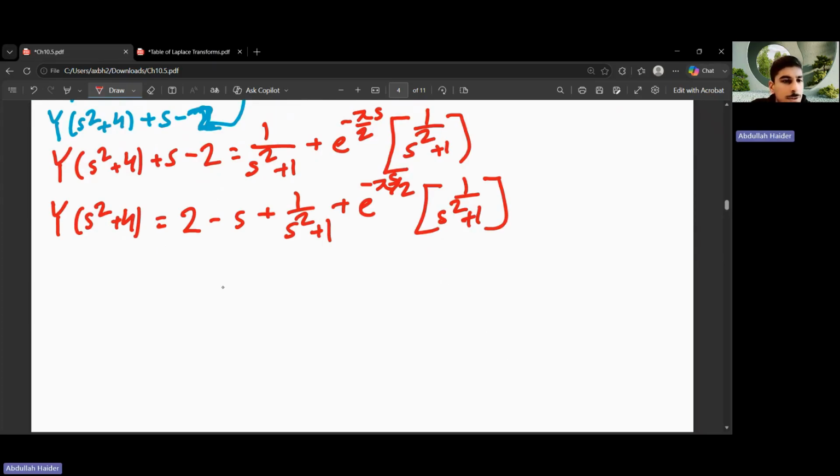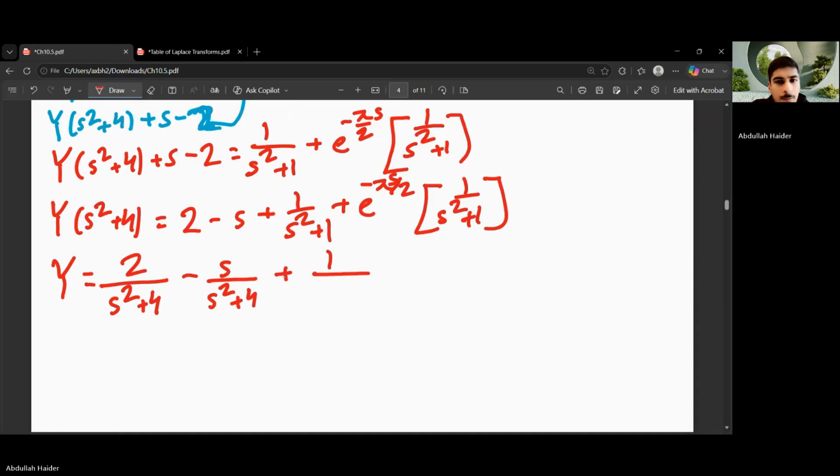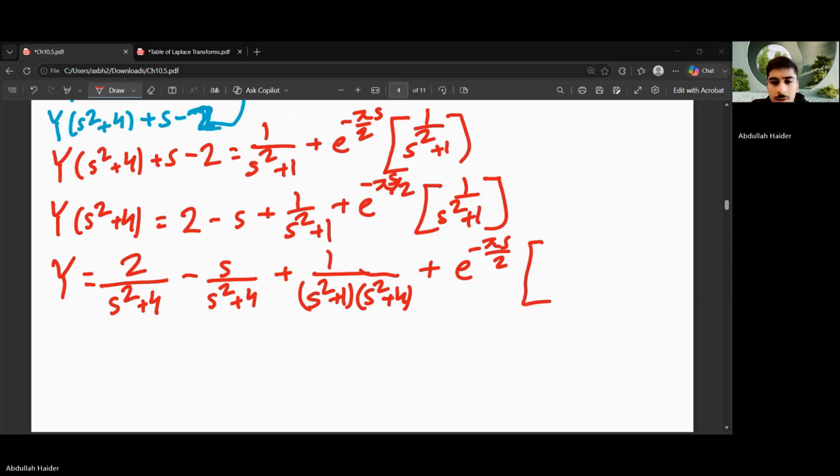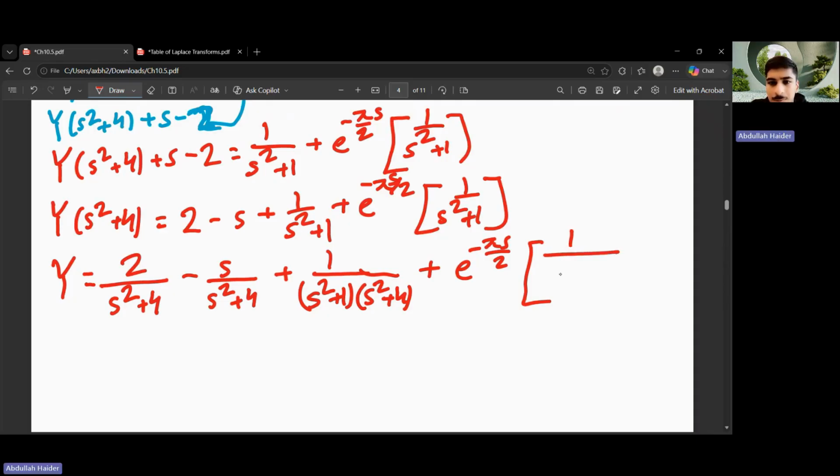And now what you do is you divide everything by s squared plus 4. So Y is equal to 2 over s squared plus 4, minus s over s squared plus 4, plus 1 over s squared plus 1 times s squared plus 4, plus e to the power minus pi s over 2 multiplied to the inside, 1 over s squared plus 1.